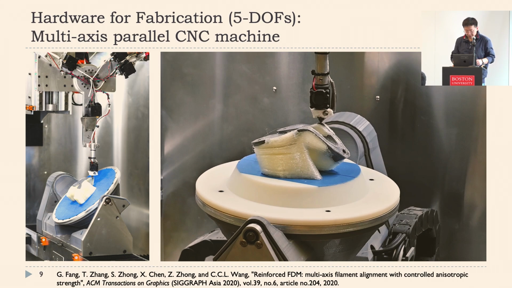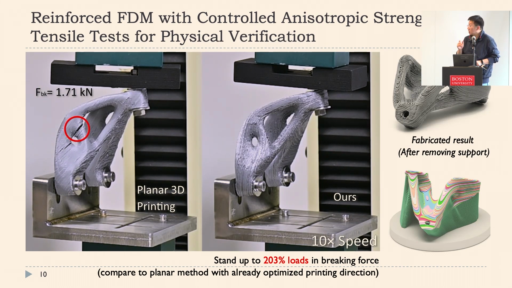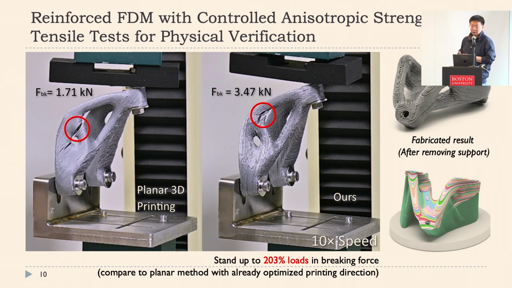So after we fabricate this model, let's look at the results. This shows the comparison. The left-hand one is purely planar layer-based 3D printing. Okay, the same material, the same amount of material, the same weight. The only thing we change is how you align the material inside of this whole solid. And then we find that the breaking force is almost double on the right. This is basically because you're using the material in a way that follows the maximum stress direction, which maximizes the usage of the material, okay?